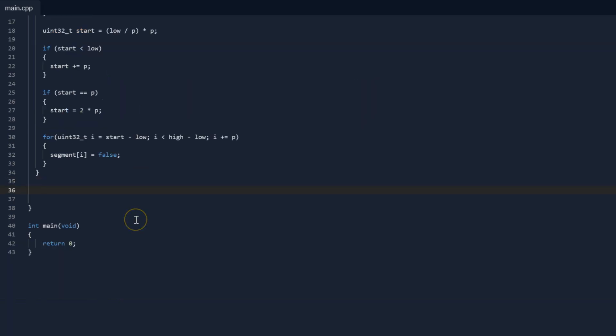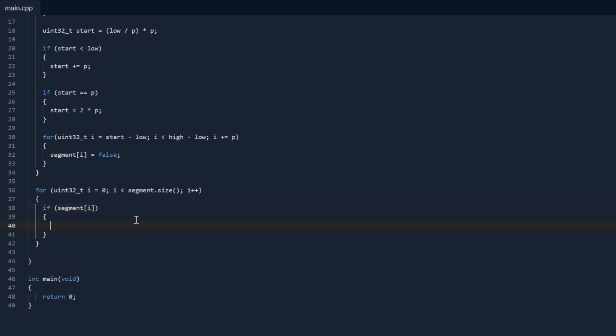So now we just need to print out our primes. So if segment I is prime, print it out. So since the first element of segment corresponds to low, our prime is given by i plus low.